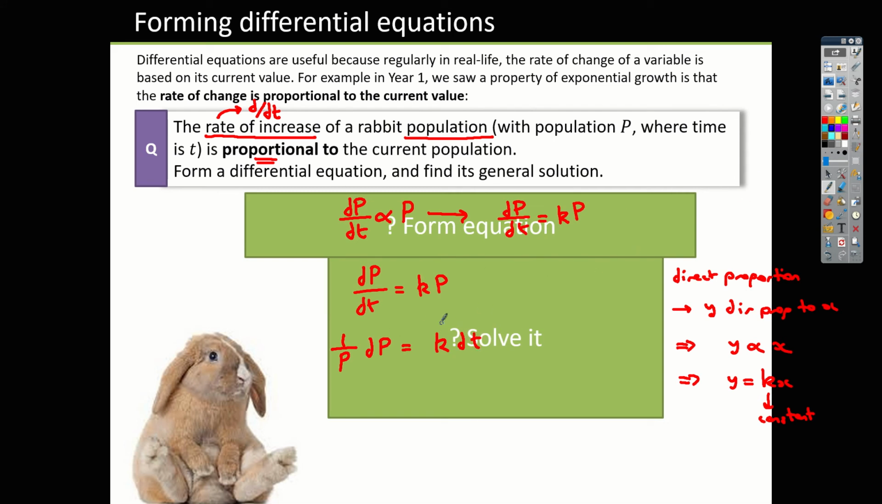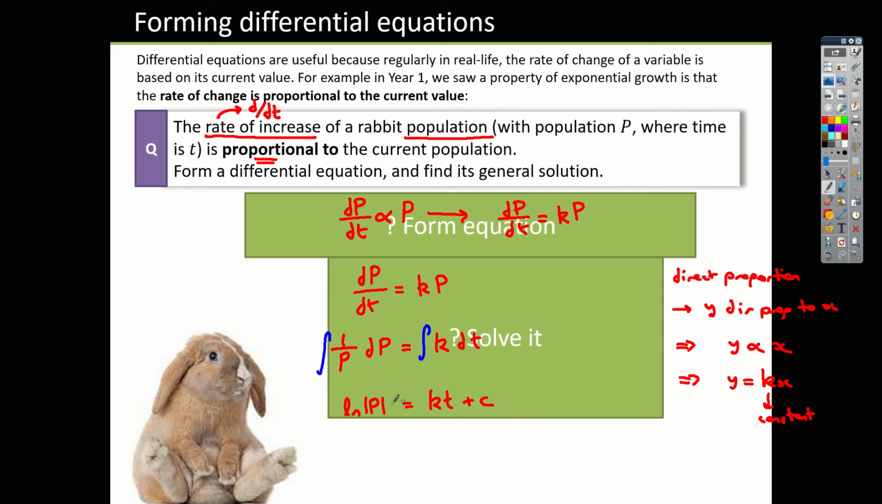I'm now going to integrate both sides. And that will give me the natural log of the absolute value of P. And then k is a constant, remember, and if we integrate that with respect to t, we're going to get kt plus our constant of integration.